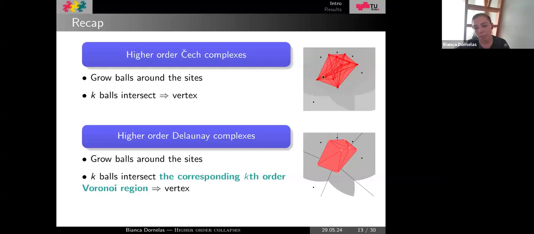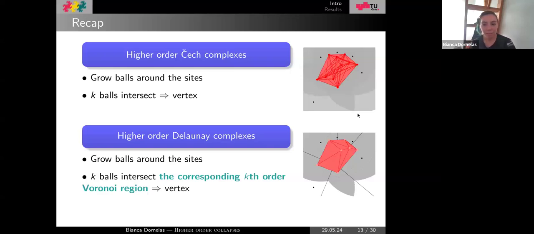And as a result, we can see here in the figure already that even though the complexes are similar, the Delaunay one is much cleaner, right? It has much fewer simplices. And I would like to highlight here that even though I'm commonly only saying Čech or Delaunay, I'm always meaning the higher order one.